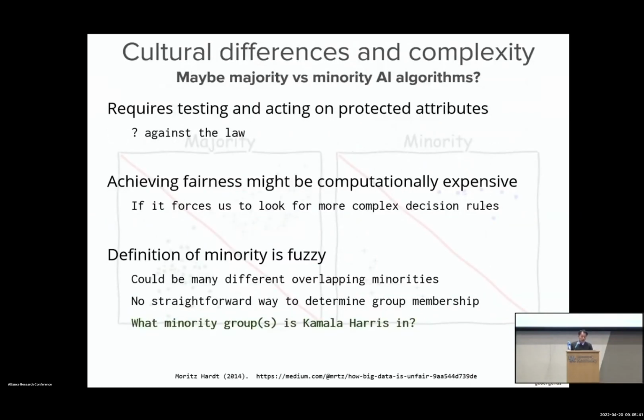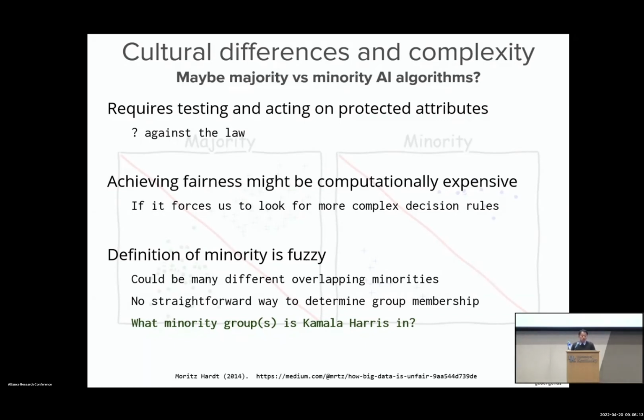There are all these other issues and complexity, right? Maybe you're thinking, well, you have an AI algorithm that works really well for the majority population. Why don't we make a separate algorithm for the minority population? But this requires that you test and act on these protected attributes, right? And that may be against the law. You're not really supposed to have two different ways of treating people, right? And so it's actually really hard to do something like that.